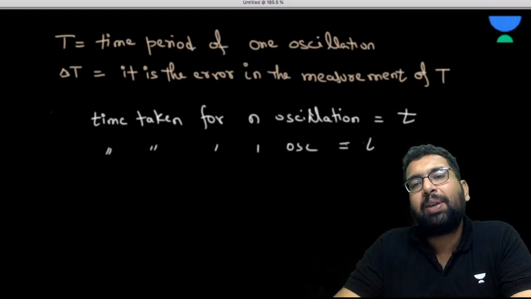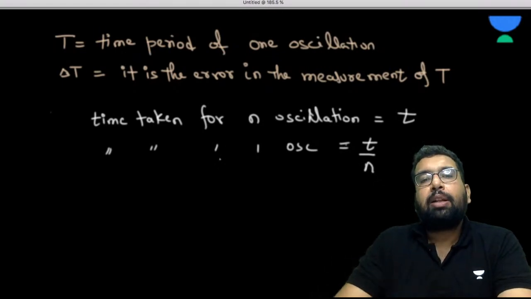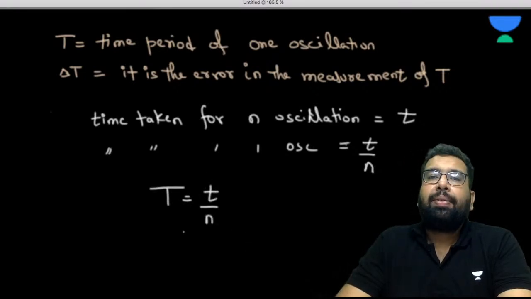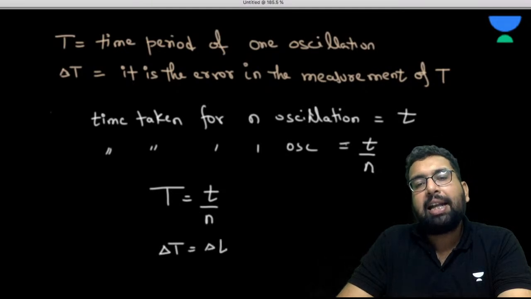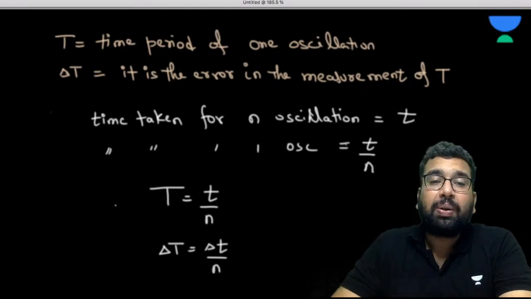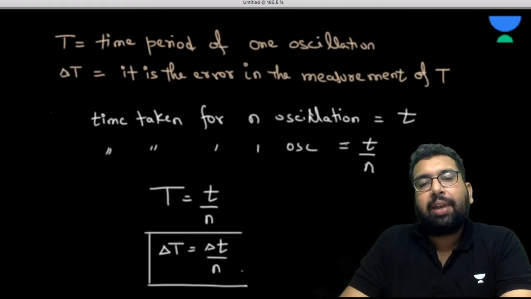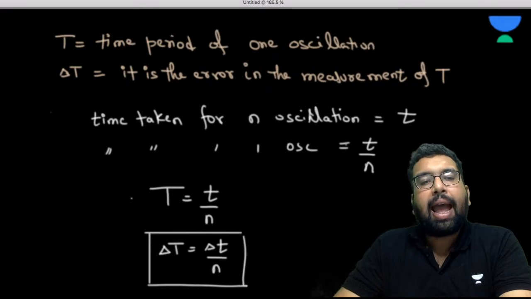So obviously it is going to be t by n. So can we write that capital T is equal to t by n? Okay, capital T is equal to t by n, right? So what is going to be the delta T? Delta T is going to be delta t by n, because n is the constant, no? N is the constant.